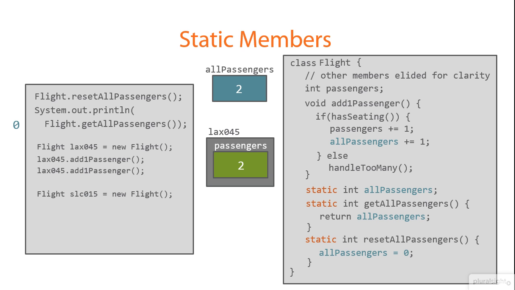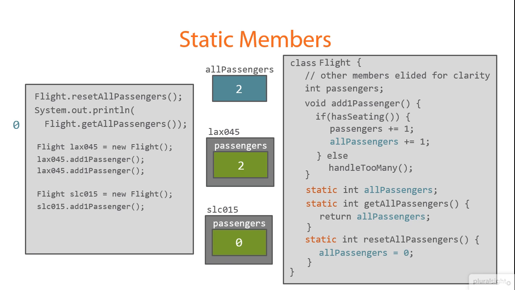But now let's create another instance. We have our SLC 015. Of course, it has its own memory associated with it. So when I call add one passenger on SLC 015, passengers in SLC 015 increments by 1, going from 0 to 1, but all passengers keeps its old value. So it now goes from 2 to 3. You see that all passengers is continuing to count up even as we interact with it through different instances.